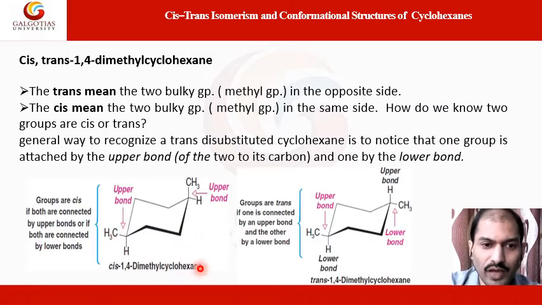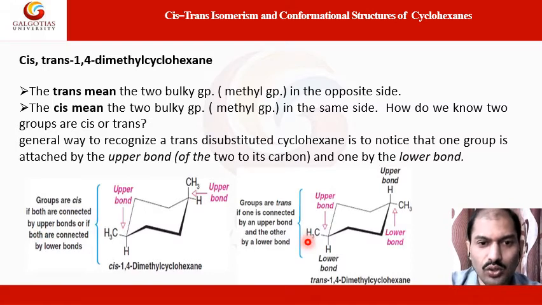So 1,4-dimethyl cyclohexane, this is cis 1,4. Groups are cis if both are connected by the upper bonds, or if both are connected by lower bonds. So if it has lower bonds, that is also known as axial equatorial or equatorial axial. If suppose this is equatorial, then this will be the axial position.